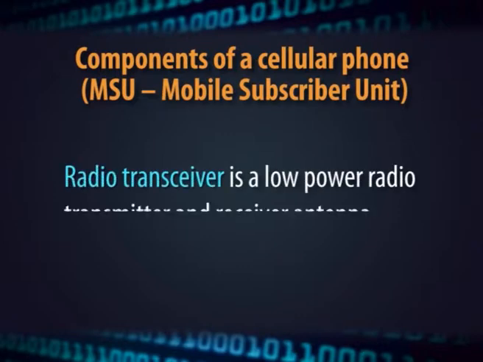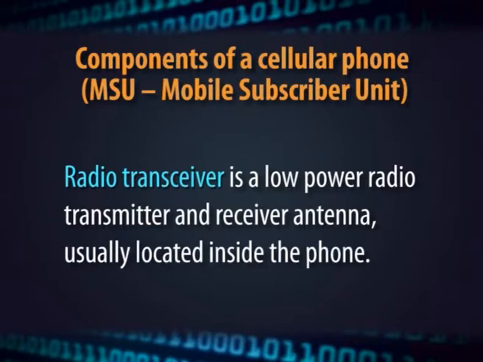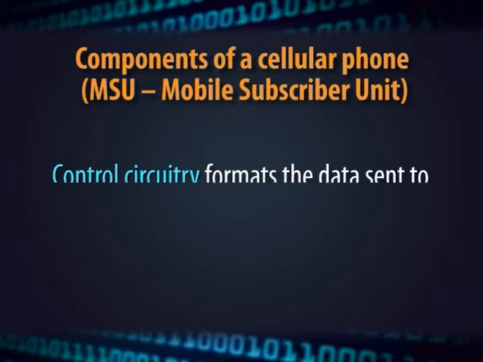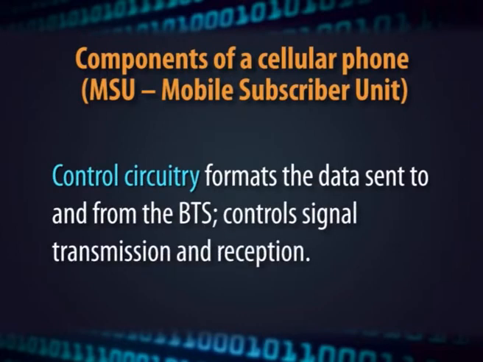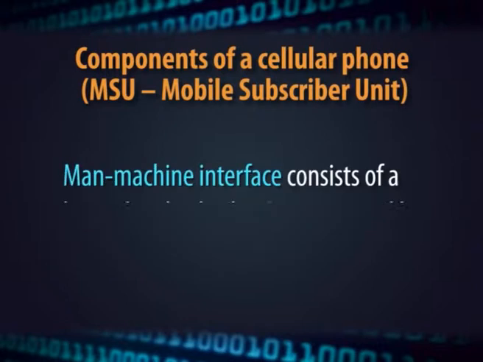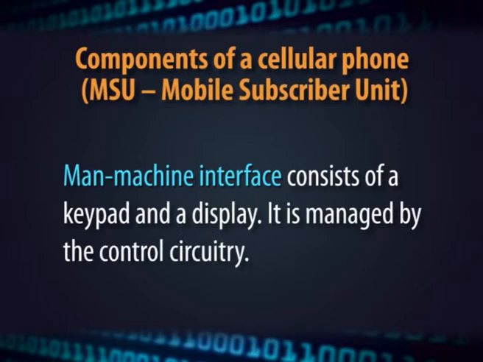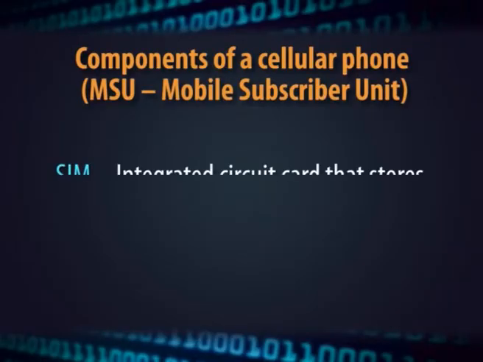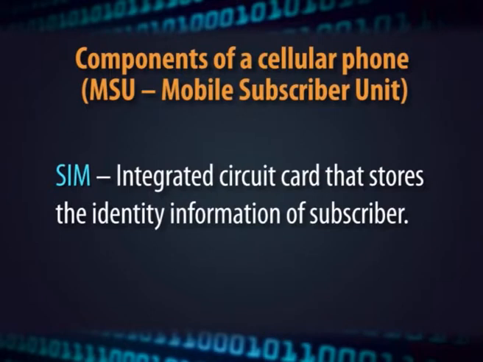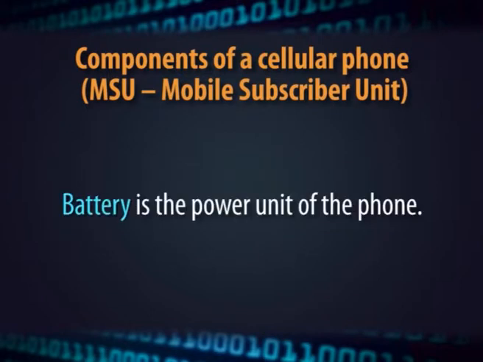Radio transceiver is a low power radio transmitter and receiver antenna usually located inside the phone. Control circuitry formats the data sent to and from the BTS. Control signal transmission and reception. Man-machine interface consists of a keypad and a display. It is managed by the control circuitry. Subscriber Identity Module (SIM), integrated circuit card that stores the identity information of the subscriber. Battery is the power unit of the phone.